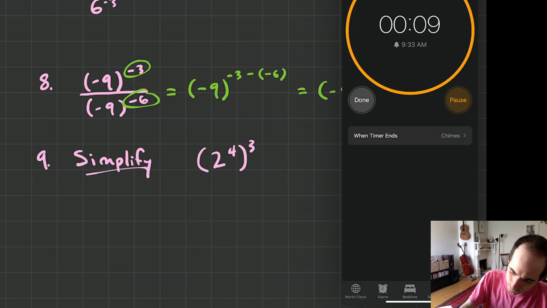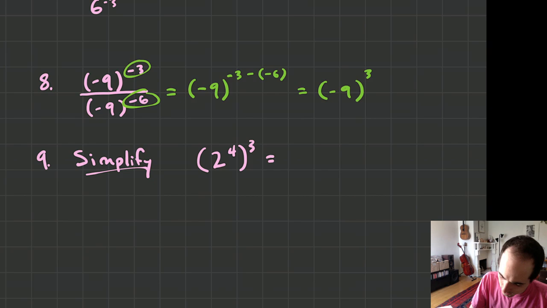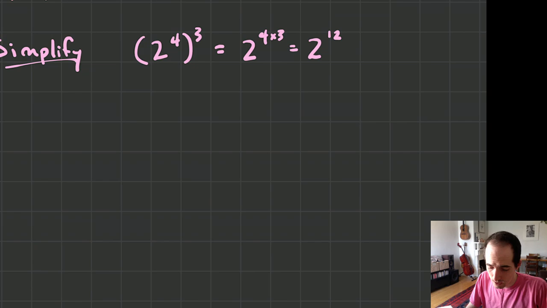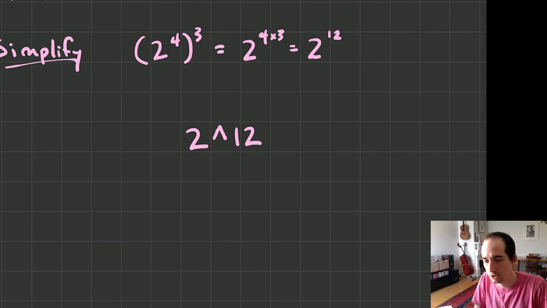Okay, so this is going to be 2 to the power of 4 times 3, which is, of course, 2 to the power of 12. Yeah, 2 to the 12. By the way, if you want to know how to write this on your keyboard, you can use what is called a caret. In the chat, I just saw someone write 2, caret, 12, which means 2 to the power of 12.